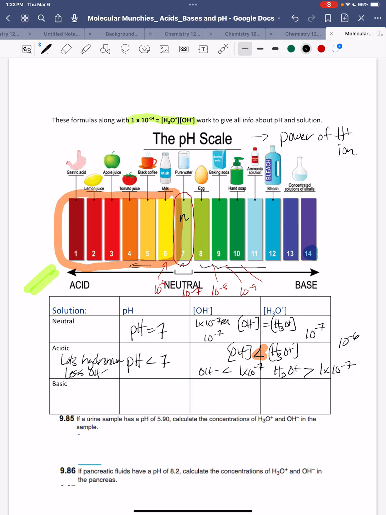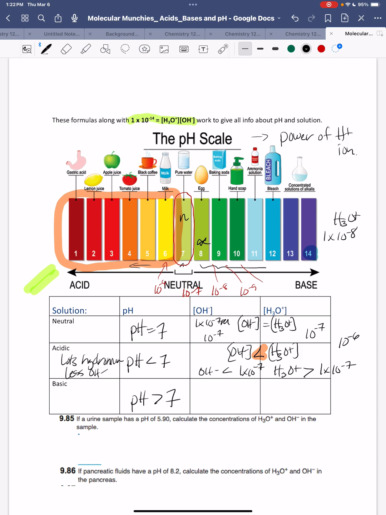Okay, so when we talk about a basic solution, essentially everything's the opposite. pH is greater than 7, and that seems weird, but again, we want to recognize that 10 to the negative 8th, for instance, right here, that concentration is lower. The H3O plus concentration is lower. That number is farther from 0. It's more negative. It's a smaller number, right? And it's weird in your head if that doesn't make sense.